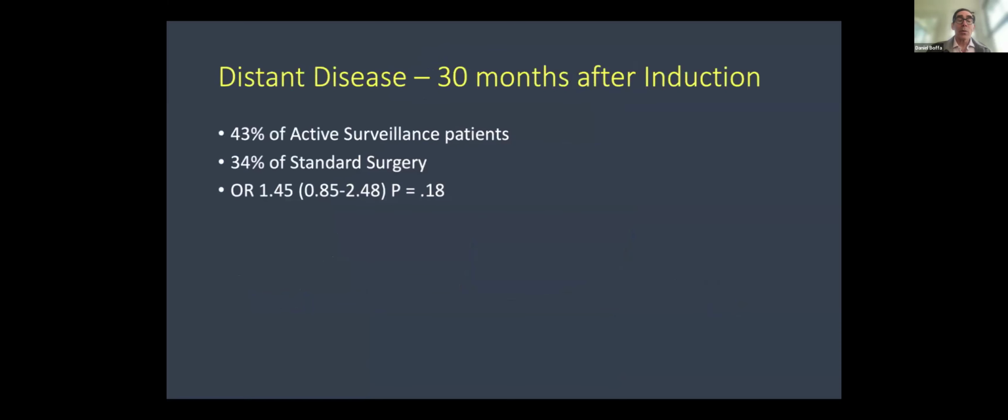And so there was a difference that was not statistically significant, but a trend for a difference at 30 months, in the rate of distant metastases, 43% for the surveillance group and 34% for the standard surgery. This was not statistically significant, but it is approaching significance in my mind.